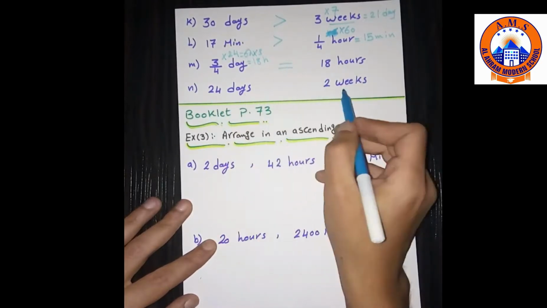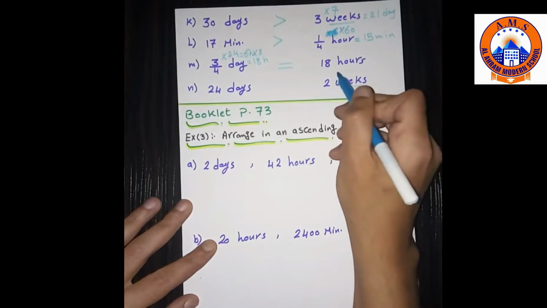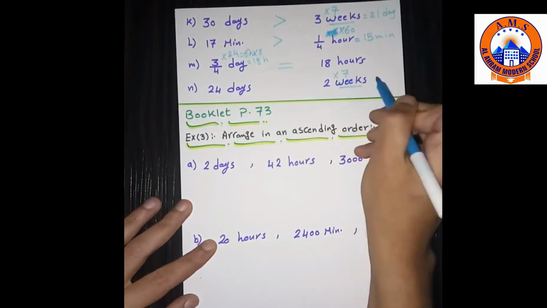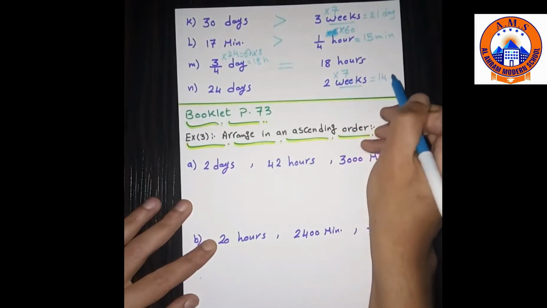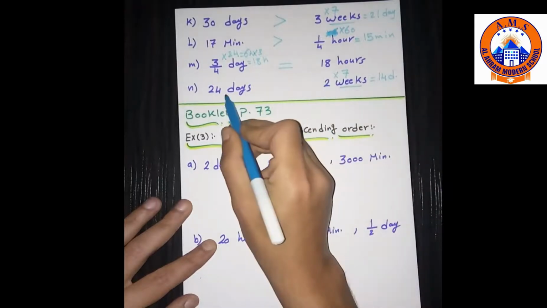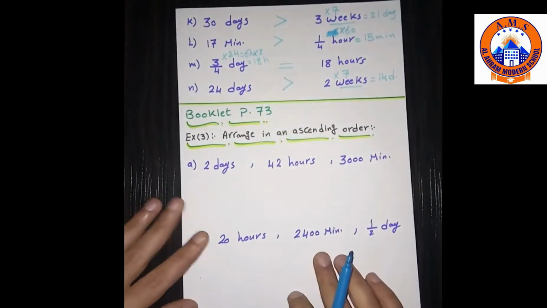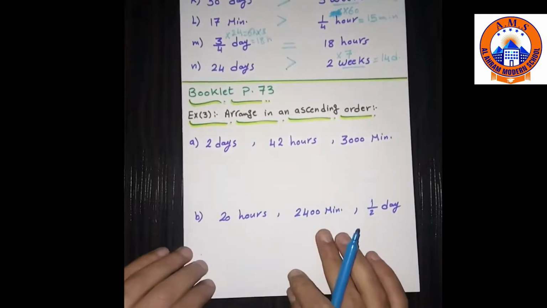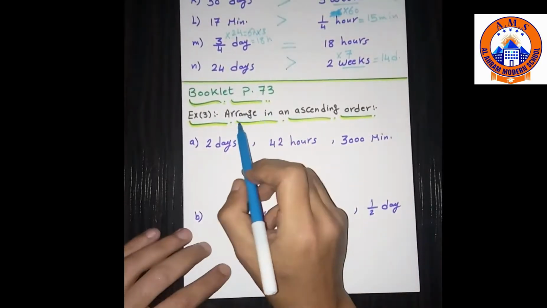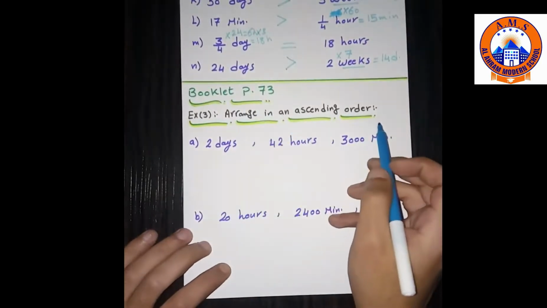24 days or 2 weeks. I'm gonna change these weeks into days by multiplying by 7. So this is equal to 14 days. And here we have 24 days, so 24 days is greater. In your booklet, page 73, we're gonna arrange in an ascending order.